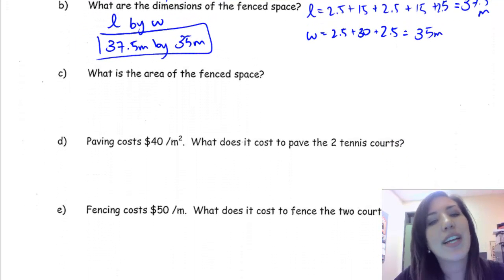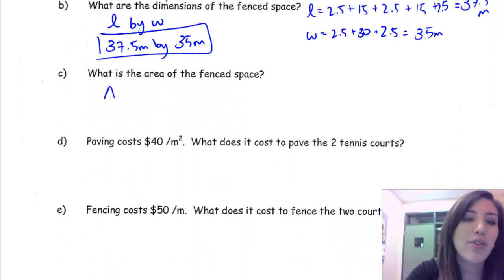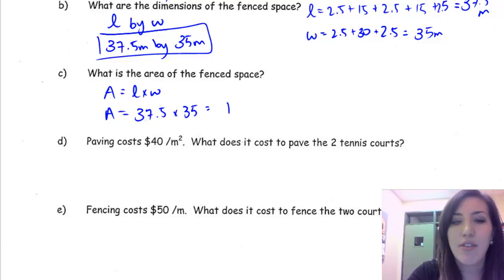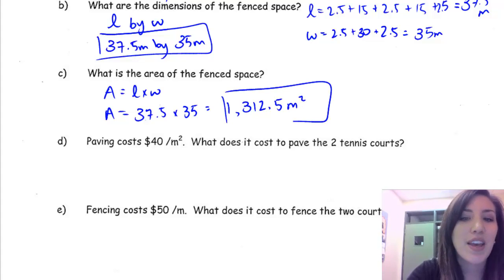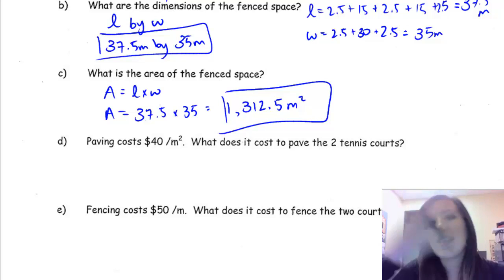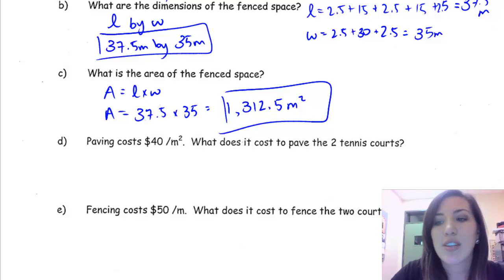What's the area of the fenced space? So we know, again, that area equals length times width. So we can just plug in what we just figured out, 37.5 times 35. And this gives us a grand total of 1,312.5 meters squared. So that's how big the whole fence space is with the 2 tennis courts and all those little gaps.